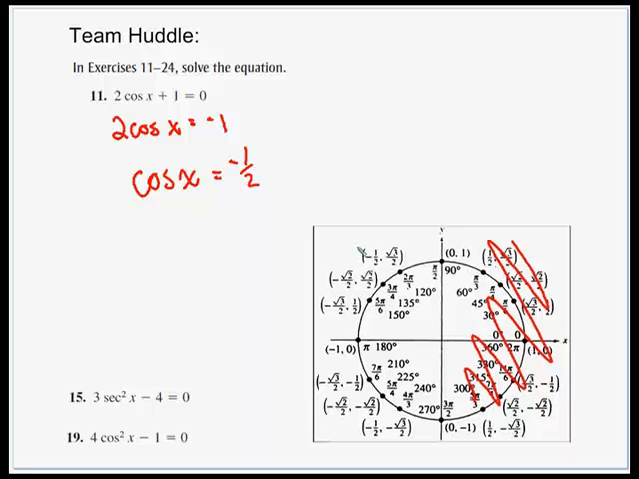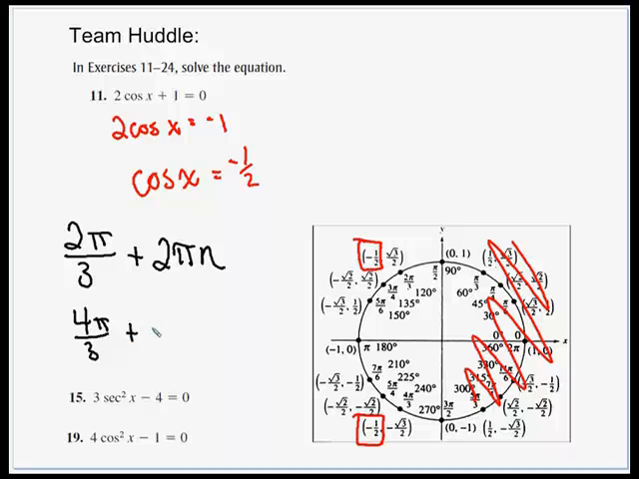Where does cosine equal negative 1/2? Well, right here and right here. So that would occur at 2/3 pi, and down here at 4/3 pi. And every lap after that, every 2 pi times some integer n. So another plus 2 pi n.